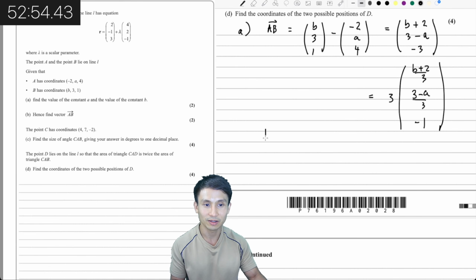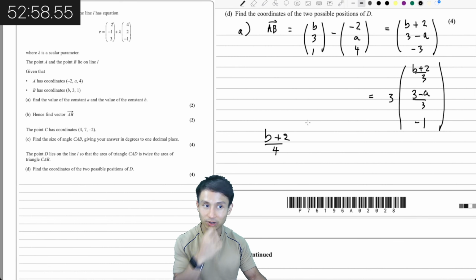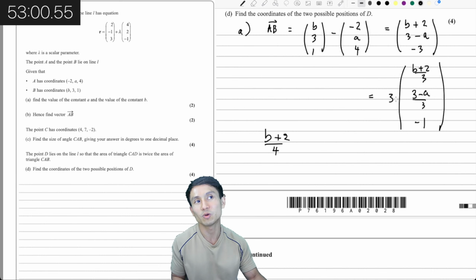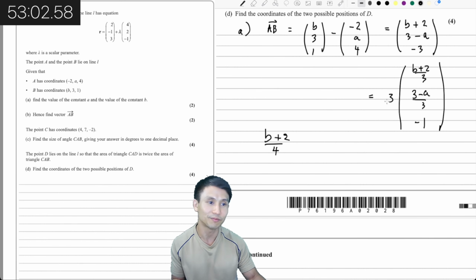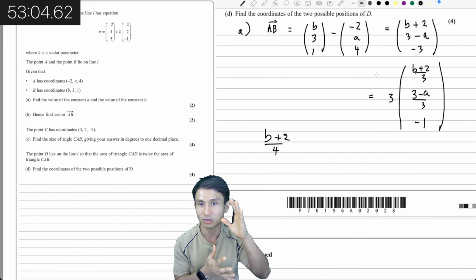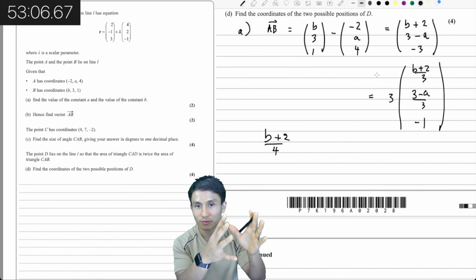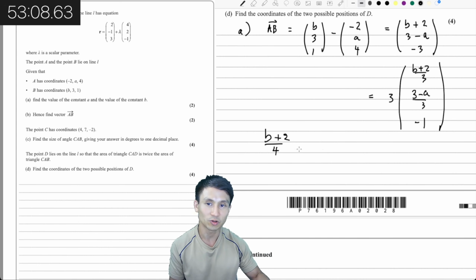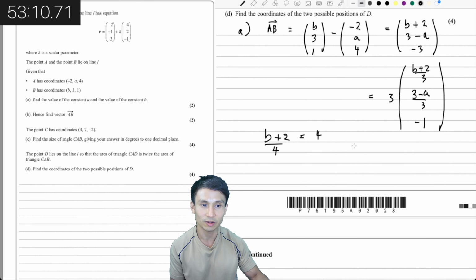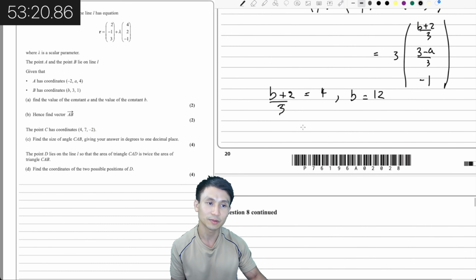All right? Because we need to make it the same as the vector with the lambda there. So lambda will be a multiple of 3, because 3 here, we just don't do anything to it. We just equate the directional vector part there to 4, 2, and minus 1. So this will be equal to 4. Sorry, this is over 3, isn't it? So B would be equal to 12. Just solve the equation there.